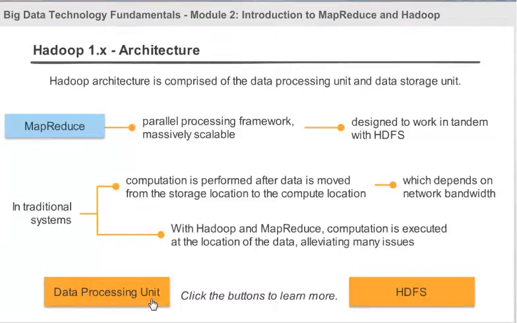Hadoop architecture is comprised of two basic units, the data processing unit and the data storage unit. MapReduce is a parallel processing framework that is massively scalable. It has been designed to work in tandem with the Hadoop Distributed File System, or HDFS. In traditional systems, computation is performed after data is moved from the storage location to the compute location. This is dependent on network bandwidth, which is a bottleneck as large amounts of data are moved. With Hadoop and MapReduce, computation is executed at the location of the data, alleviating many issues experienced in traditional systems. Click the buttons to learn more.